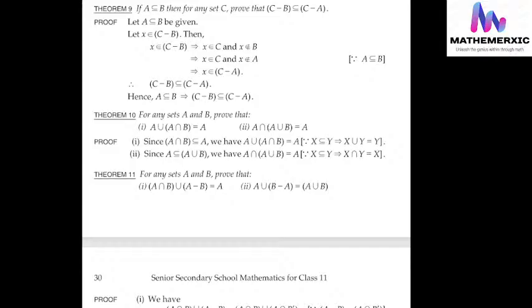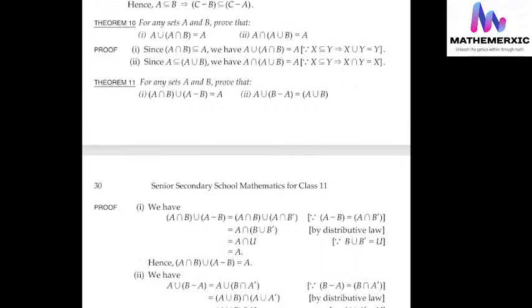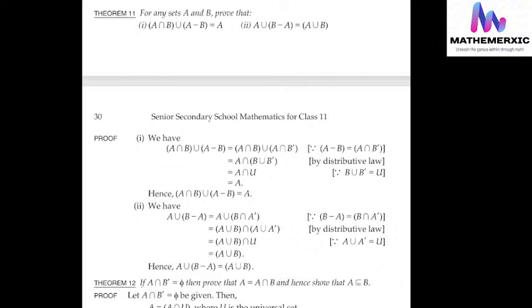A union A intersection B is A. An intersection of A union B with A is A. Now for any set, again, we have a condition here. A intersection B union A minus B is A. That is A only. And A union B minus A, that is B only.